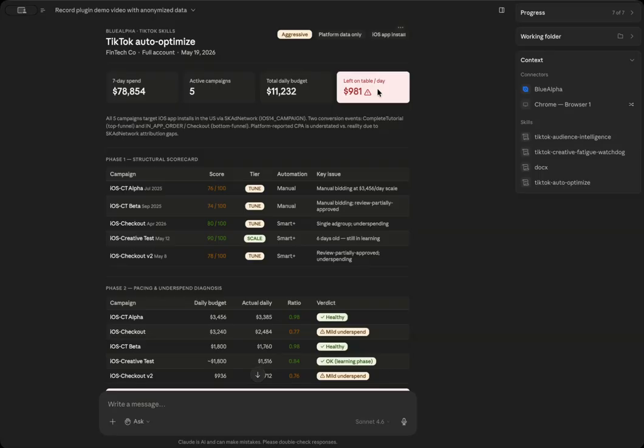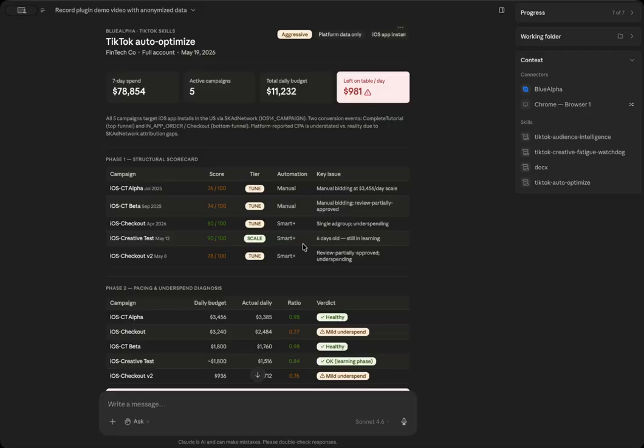9 skills, but I'm actually going to run you through 3 of them so you get the idea and the gist of it, which is the auto optimize skill, the audience intelligence, and the creative fatigue watchdog. The auto optimize is a full TikTok account optimization run, and the audience intelligence is an audience report driven demo, DMA, or placement tiering analysis. And on the creative fatigue watchdog, we look into the whole cold completion CTR decay detection and have a specific skill built out for this.